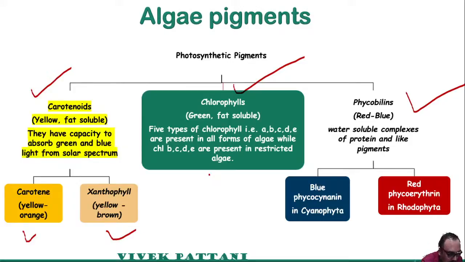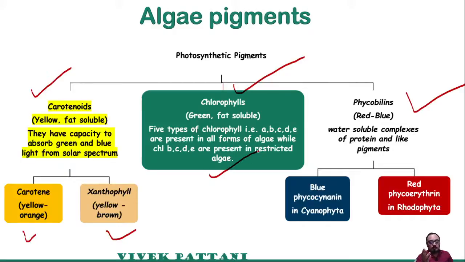Okay, next comes chlorophyll, which is basically green in color and fat soluble. Now there are about 5 types of chlorophyll: A, B, C, D and E. Chlorophyll A is present in all forms of algae, while chlorophyll B, C and D are found in some restricted algae only.